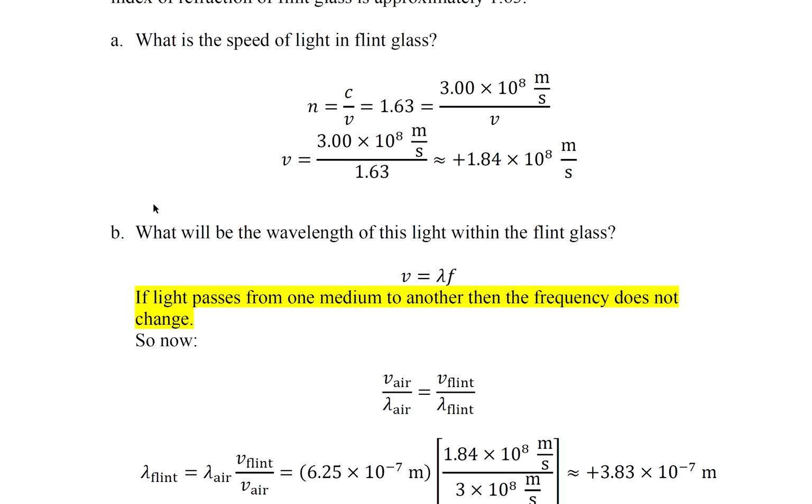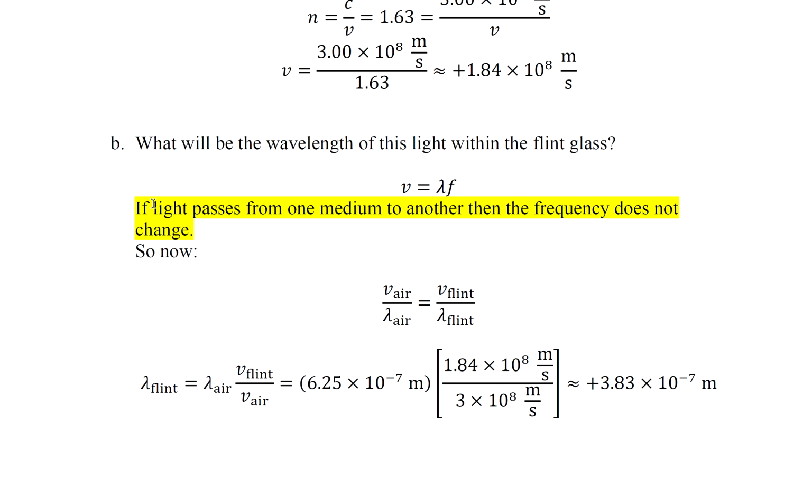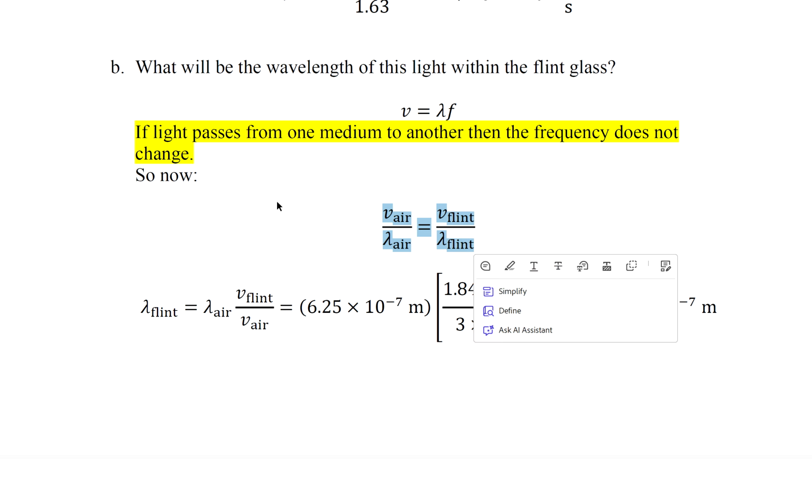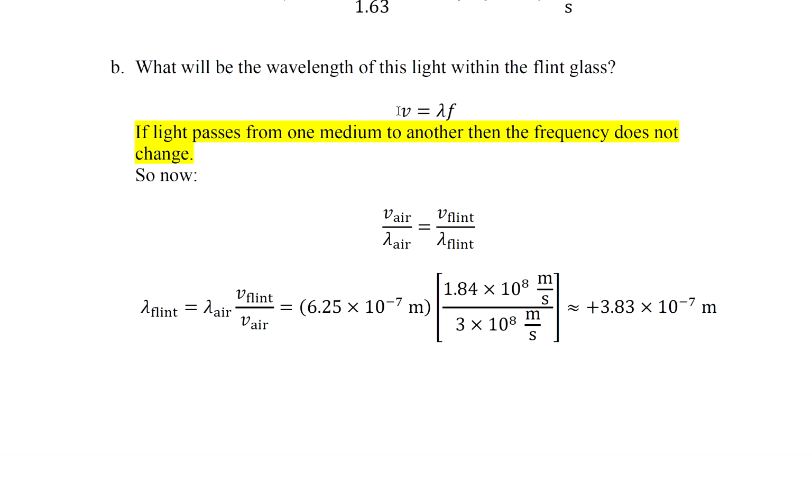Part B, what will be the wavelength of this light within the flint glass? If light passes from one medium to another, then the frequency does not change. So now we have this equation, f1 equals f2. So v1 over lambda 1 equals v2 over lambda 2, and just solve for lambda 2.